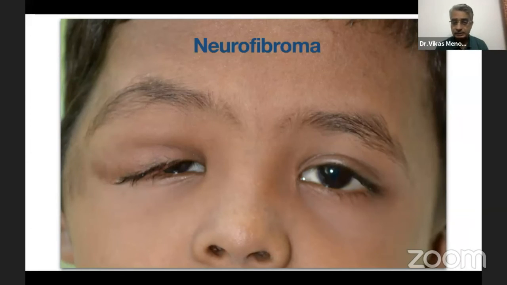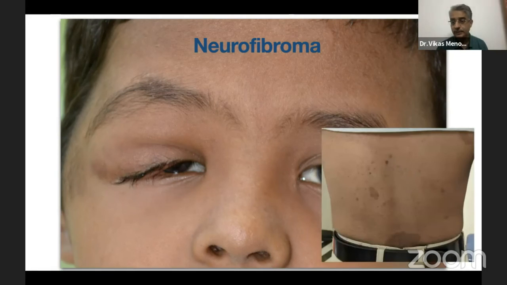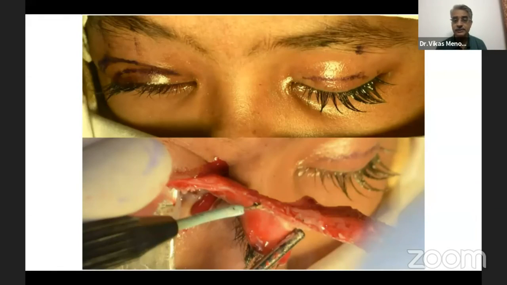The other benign lesion that occurs on the eyelids is neurofibromatosis. Now, this is a child with a plexiform neurofibromatosis, plexiform neurofibroma of the eyelid. And you can also see other signs of neurofibroma on these patients.